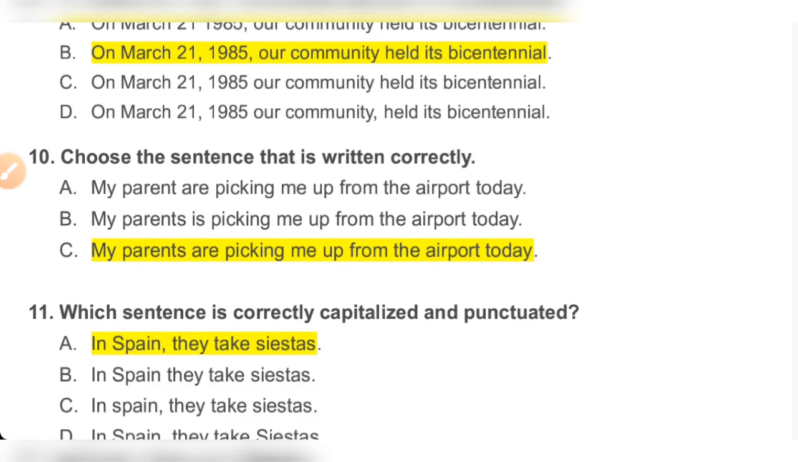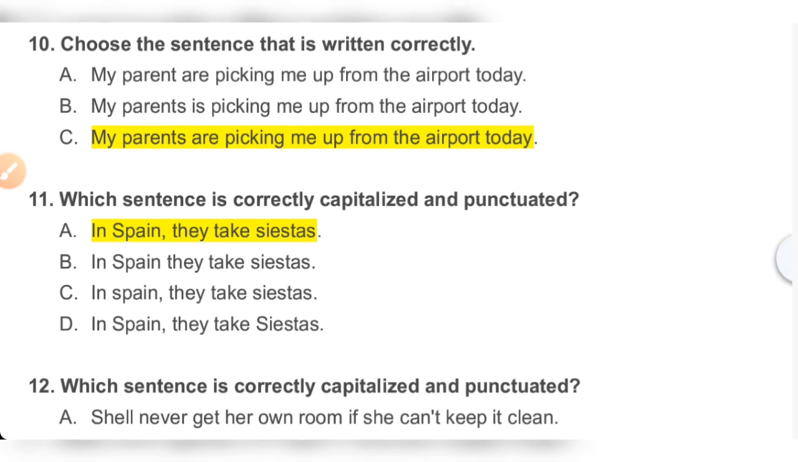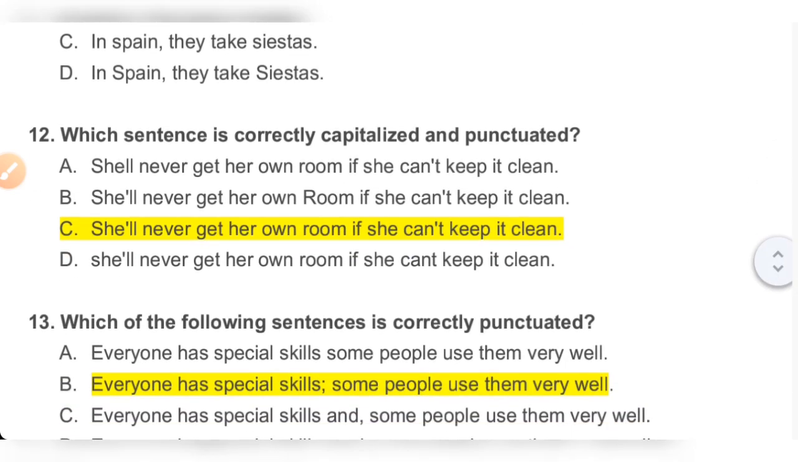10th is, choose the sentence that is written correctly. There are three options and the last option is the correct option. 11th question, which sentence is correctly capitalized and punctuated? There are four different options and the first option is the correct option. 12th question, which sentence is correctly capitalized and punctuated? There are four different options and the third one, option C, is the correct option.